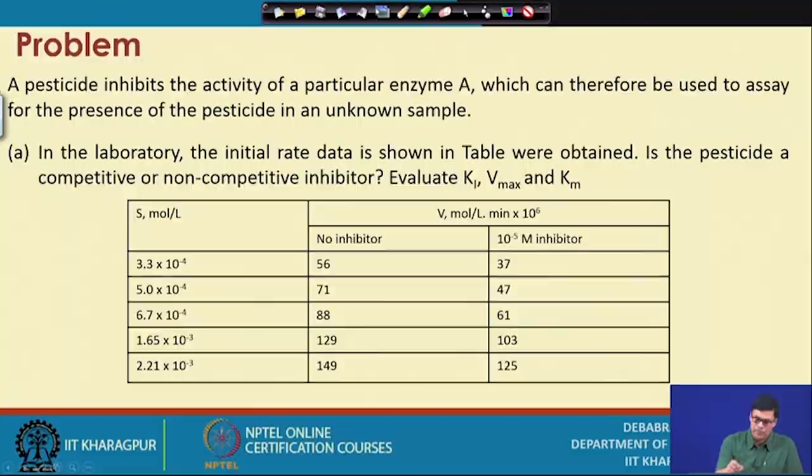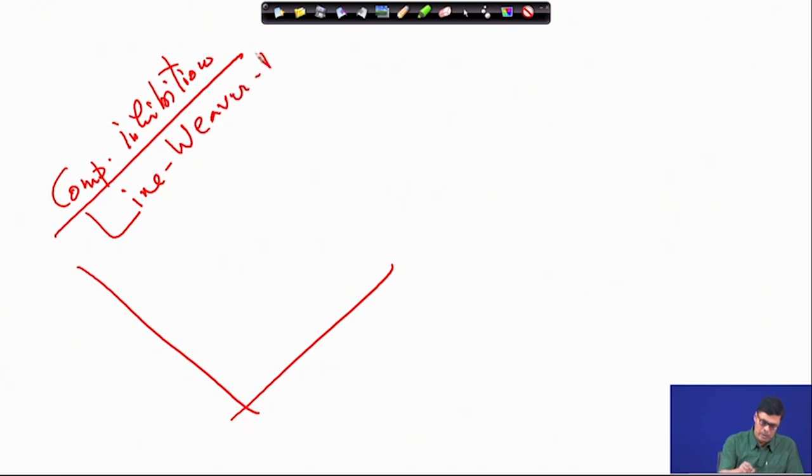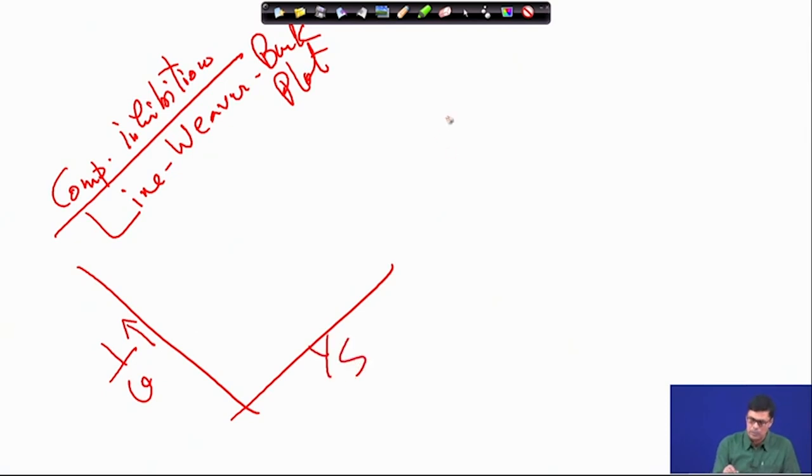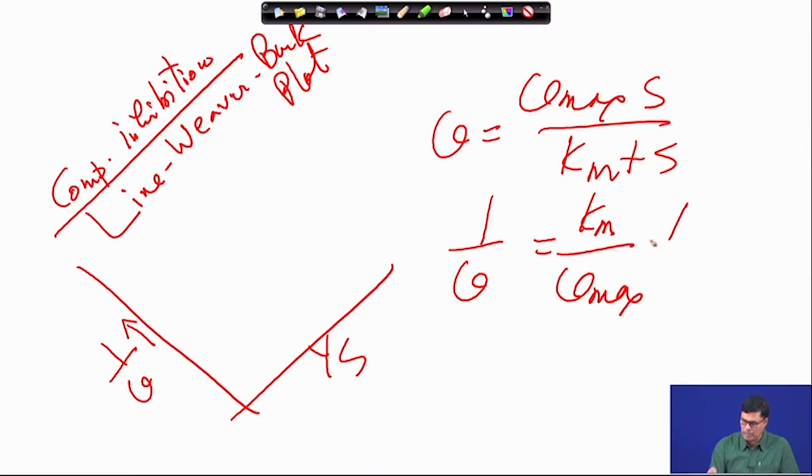We have already discussed competitive inhibition, and how we can find out its nature with the help of the Lineweaver-Burk plot. What is the Lineweaver-Burk plot? This is nothing but 1 by V versus 1 by S. Am I right? So, if you have V from the Michaelis-Menten equation, V equals Vmax S by Km plus S, then if you write 1 by V, we can write Km by Vmax times 1 by S plus 1 by Vmax.